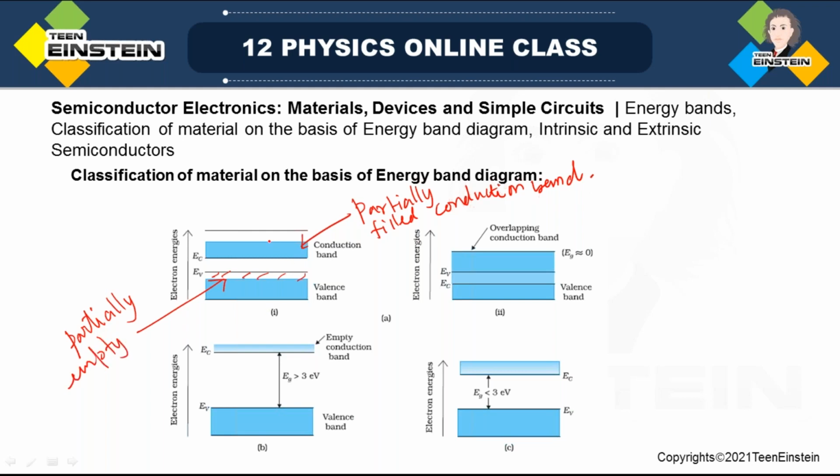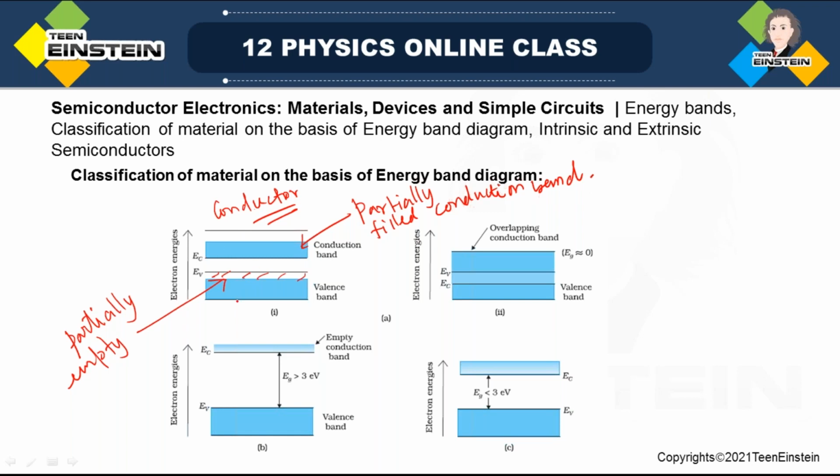So when such things happen, you have some electrons already in the conduction band, so you will get electric current. It will actually conduct electricity. So therefore, it will be a conductor, because you have already electrons in the conduction band. So this is the nature of a conductor.